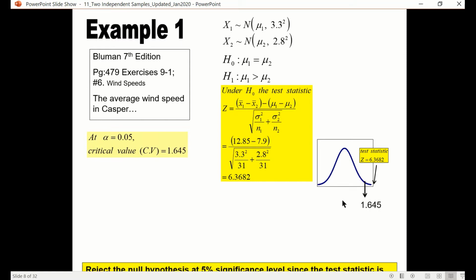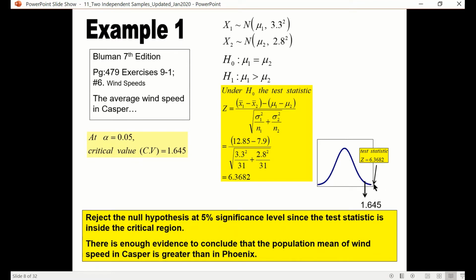We find that the test statistic is inside the critical region. Therefore, we reject the null hypothesis at the 5% significance level. Conclusion: there is enough evidence to conclude that the population mean of wind speed in Casper is greater than in Phoenix.